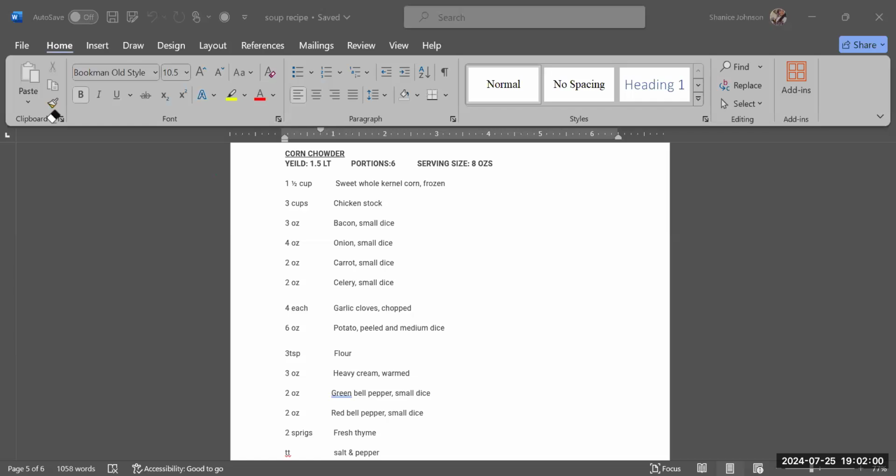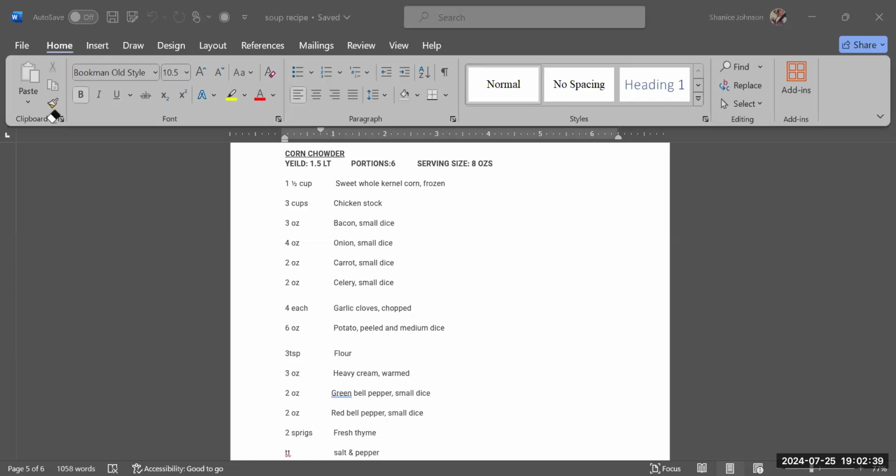But really and truly, what you're saying to me is that these ingredients will give me a yield of 1.5 liters. And then you're saying my serving size is going to be 8 ounces and I'm going to have 6. So it means therefore then, I get what you're saying, sir. So we have to do a slight adjustment right there.